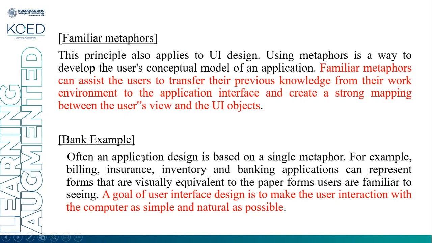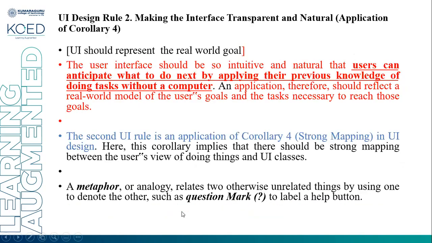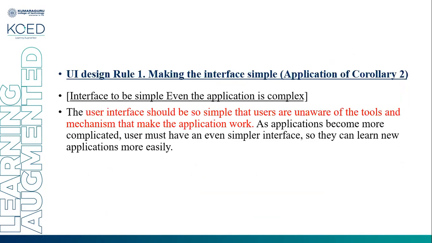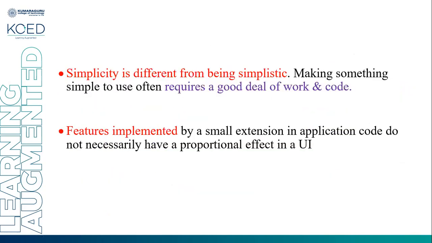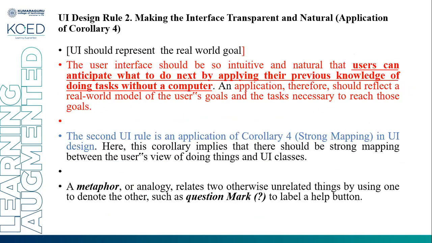For example, the online UI form should represent the familiar form. If the user has to fill in some form online, all the fields and the appearance of the form should be similar to a physical form. Then the user feels comfortable. The goal of user interface design is to make the user's interaction with the computer as simple as possible. So far, we discussed Corollary 1 and 2. Corollary 1 stands for making the interface simple, and the next one stands for making the interface transparent and natural.